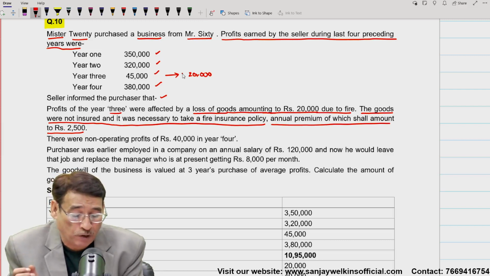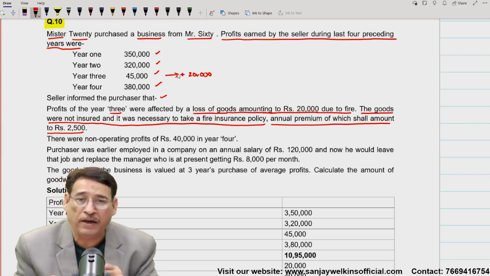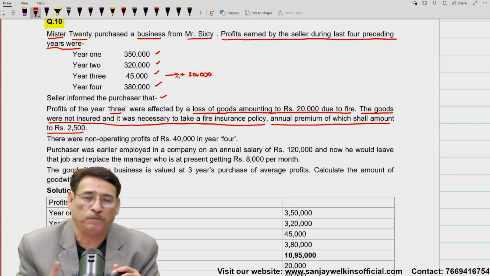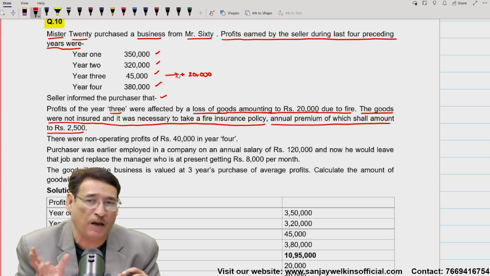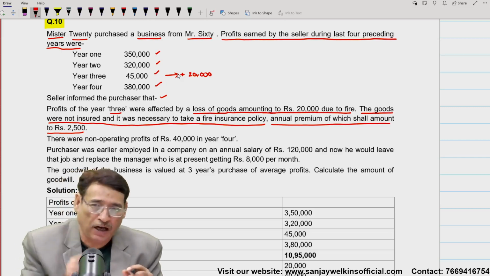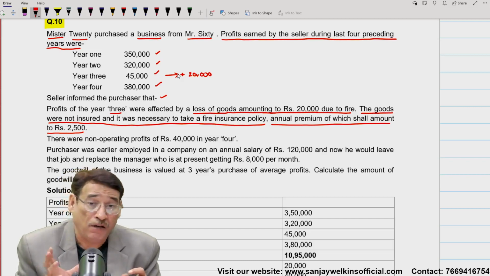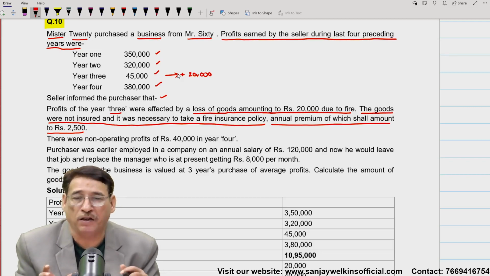Obviously, the abnormal loss, as we will see later, will be added. Why is it added? Because the party which is selling the business will tell the purchaser this is an abnormal loss and it will not take place in the future. But now, as I told you, the purchasing party is a very vibrant, very young but very bright person, Mr. 20. He picked the point out of the story which was just narrated by the seller.